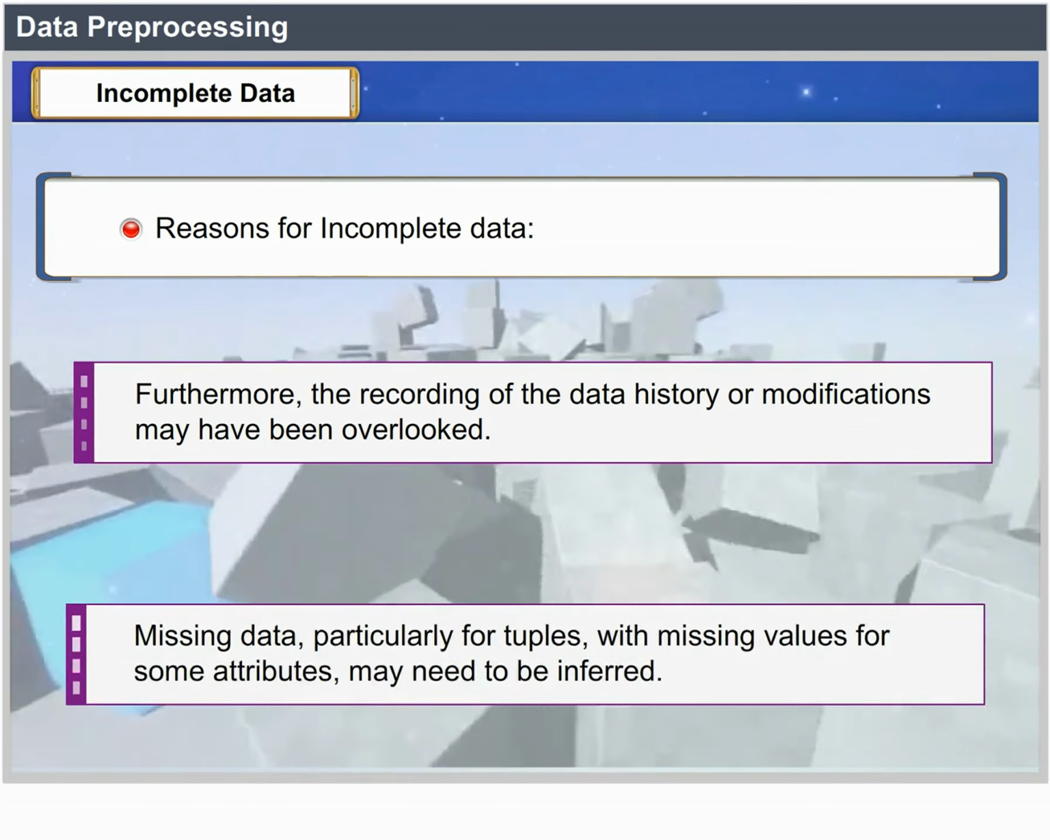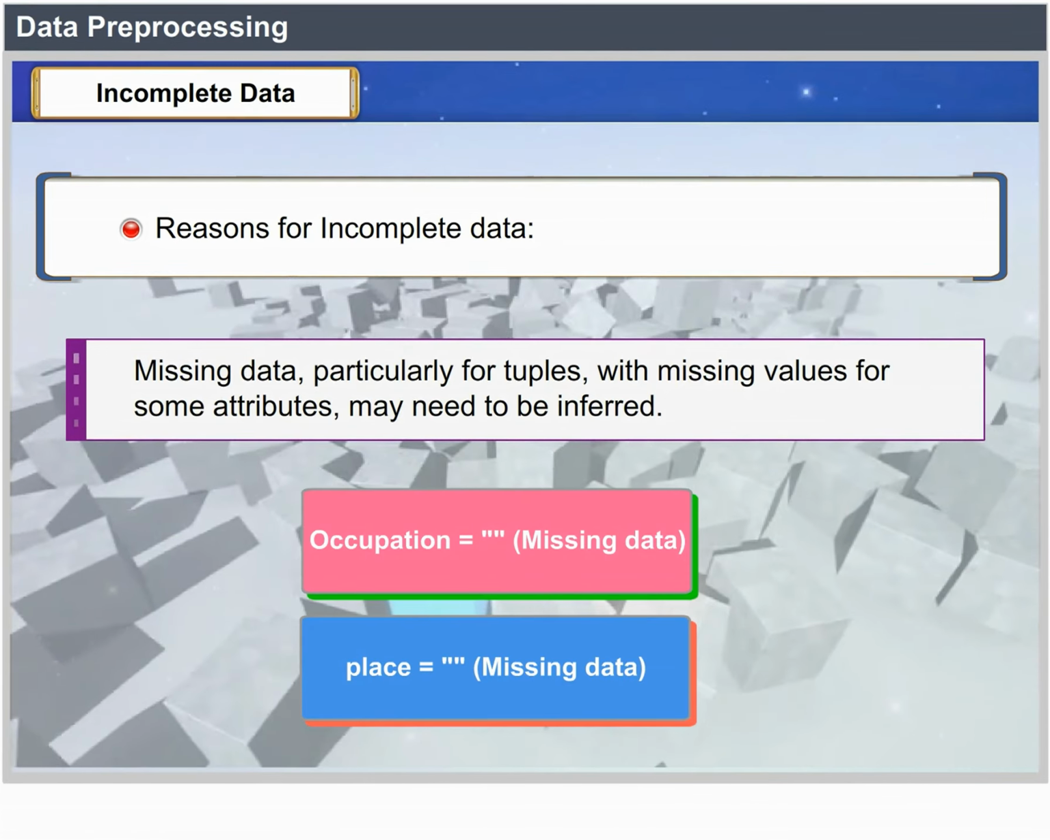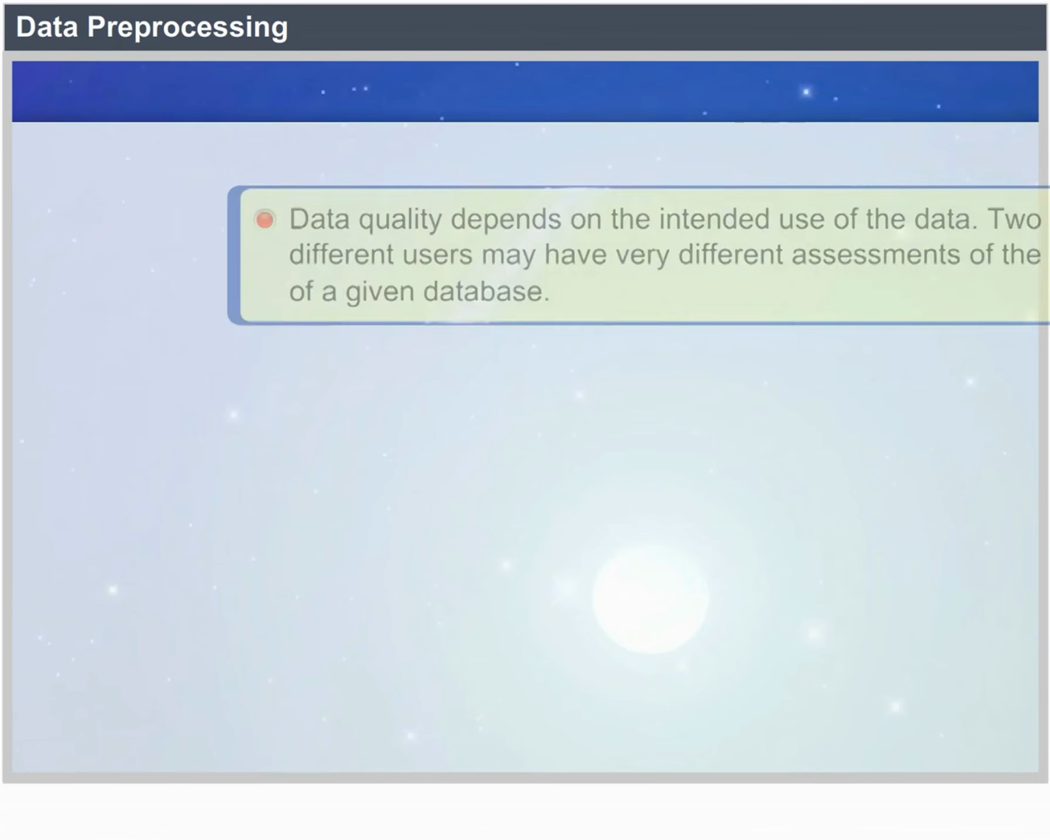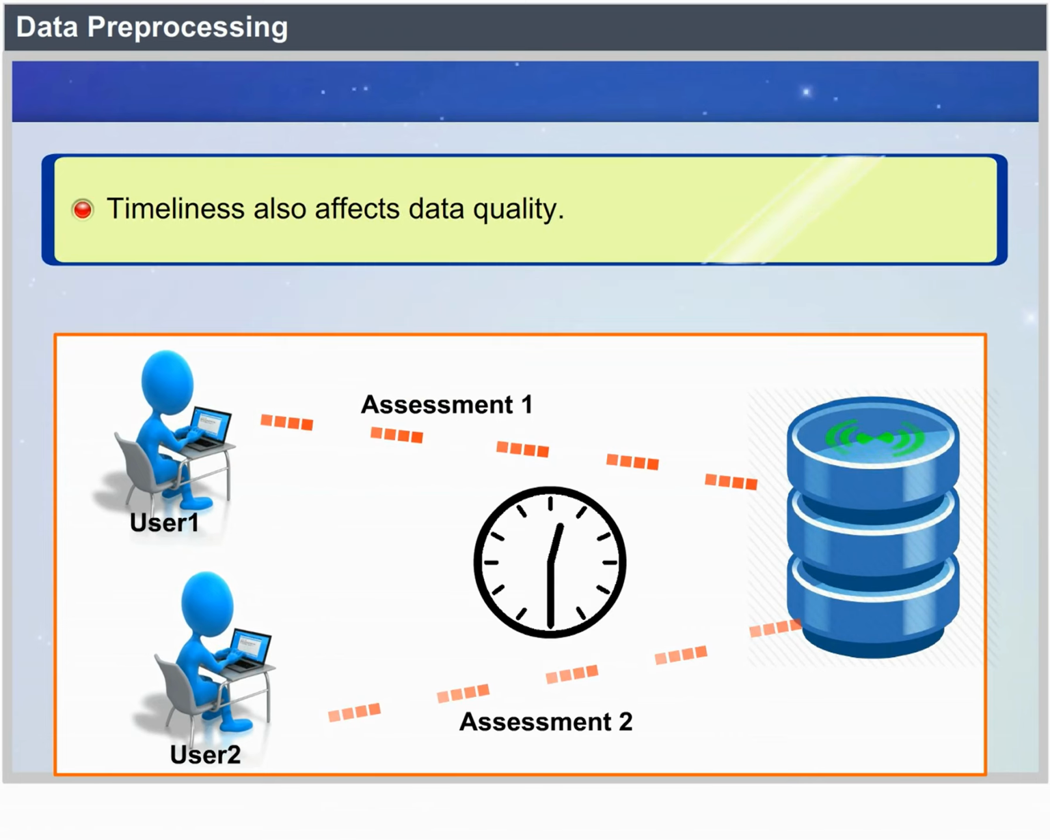Missing data, particularly for tuples with missing values for some attributes, may need to be inferred. Data quality depends on the intended use of the data. Two different users may have very different assessments of the quality of a given database. Timeliness also affects data quality.